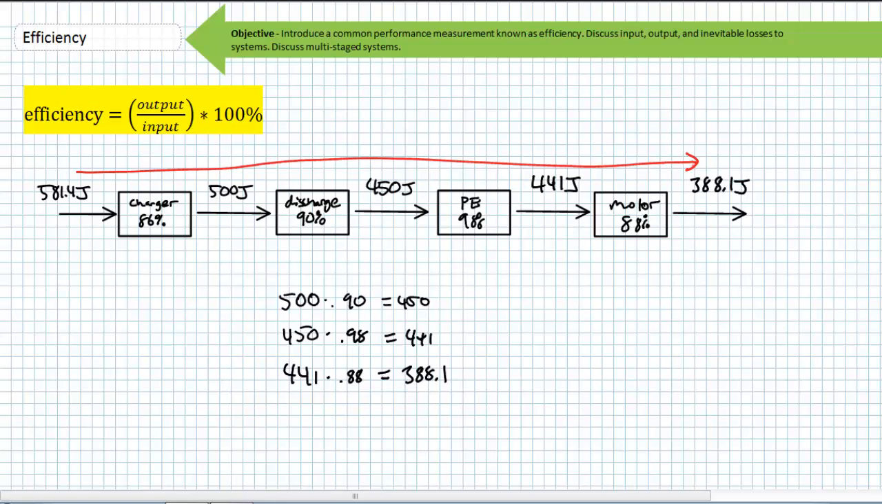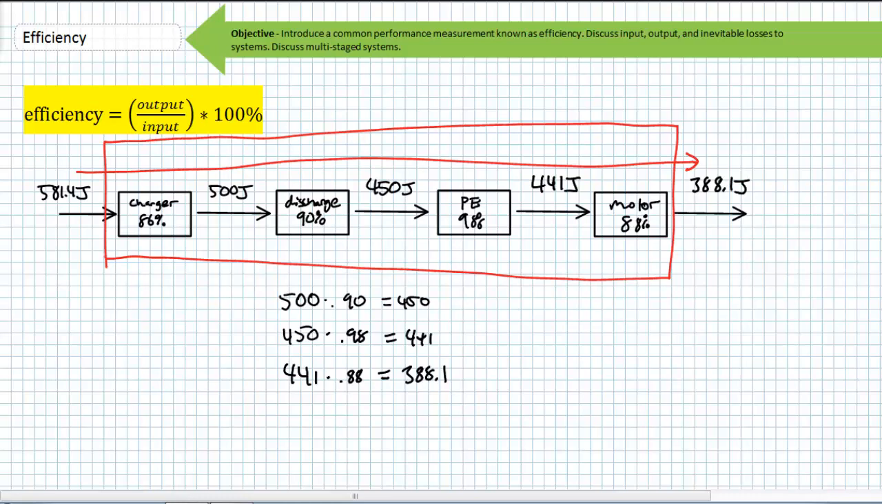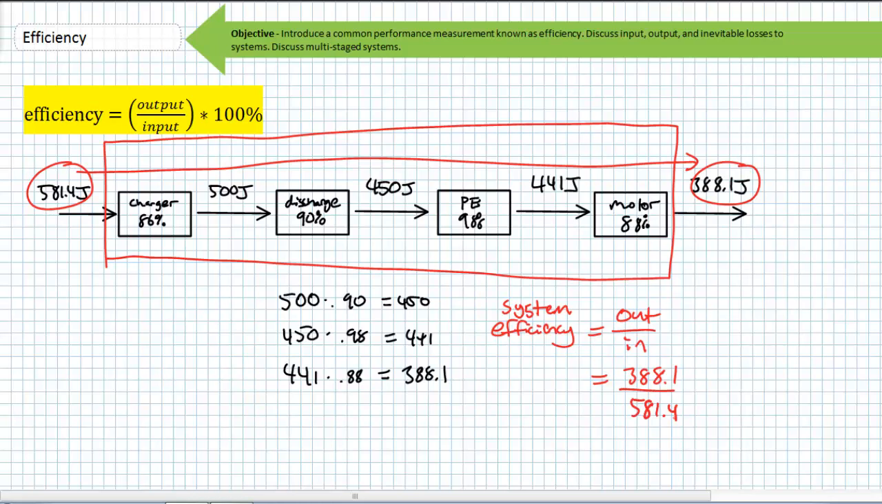If you step back and look at the system as a whole, realize 581.4 joules went into our system and only 388.1 joules came out of it. If you think on a system level, this whole system would have an efficiency rating, where the system efficiency is 388.1 joules divided by 581.4 joules, or is therefore 66.8% efficient.